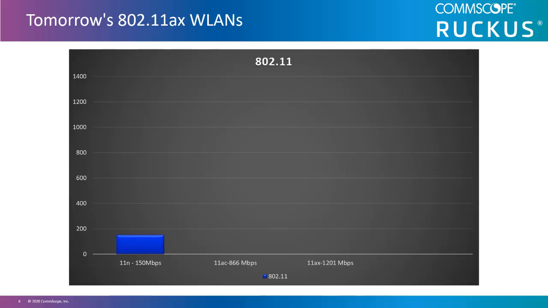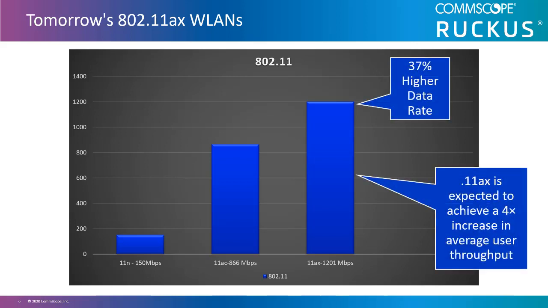For 802.11n, the maximum theoretical speed was 150 megabits per stream. 11ac increased this to a theoretical speed of 866 megabits per stream, which is over a 6-fold increase. 802.11ax will increase the speed to 1,201 megabits per second, which is faster, but not the 6-fold increase like 11n to 11ac. Although the nominal data rate is just 37% higher than 11ac, the new amendment can potentially achieve a 4 times increase to the average user's throughput due to more efficient spectrum utilization and improvements for dense deployments.